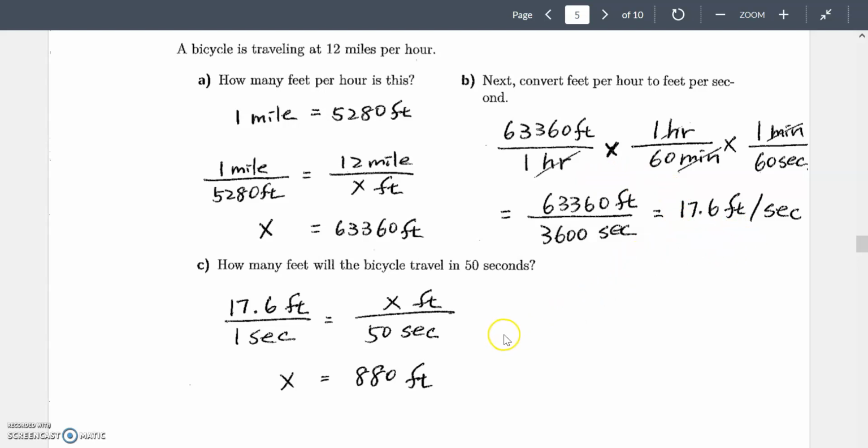Okay. And last but not least, how many feet will the bicycle travel in 50 seconds? Well, now we know it travels at the rate of 17.6 feet per second. Then we use what we learned before, again using proportion. We want to know how many feet, which is x, divided by 50 seconds. Notice feet equals feet, seconds equals seconds. This is the proportion. So we want to set something equal to each other. You need to make sure the units are equal to each other on top and on the bottom.